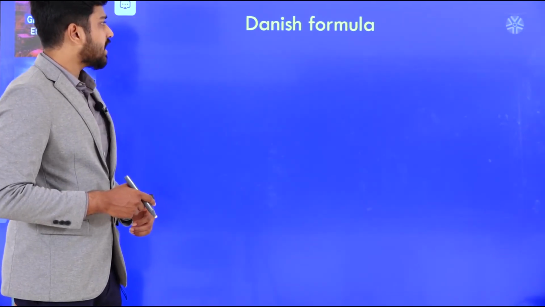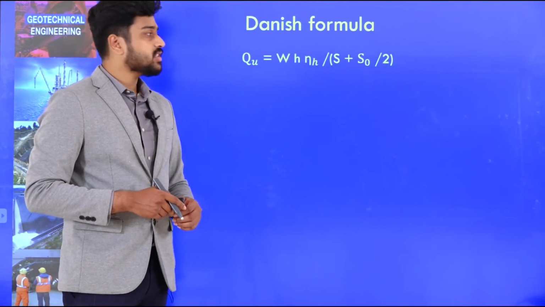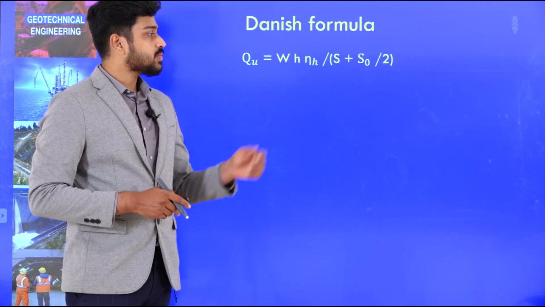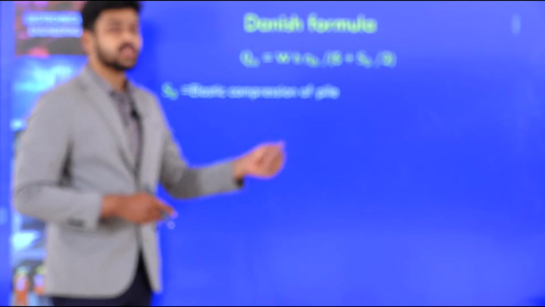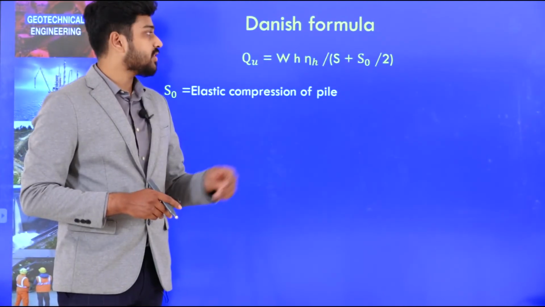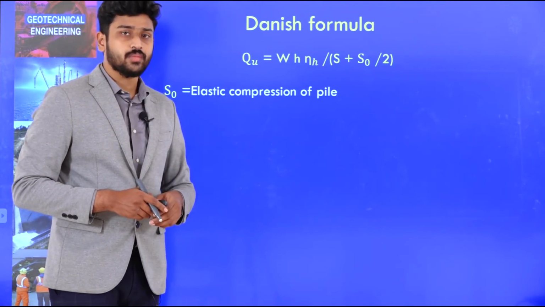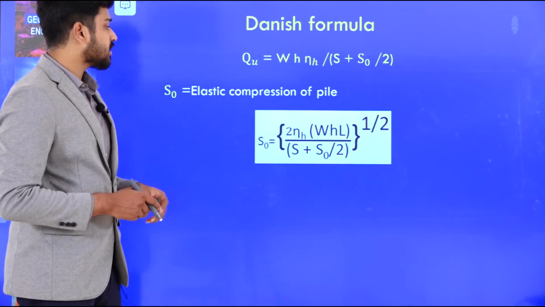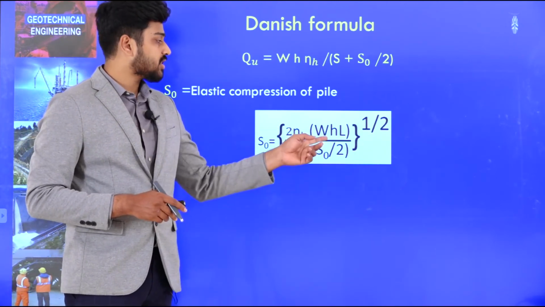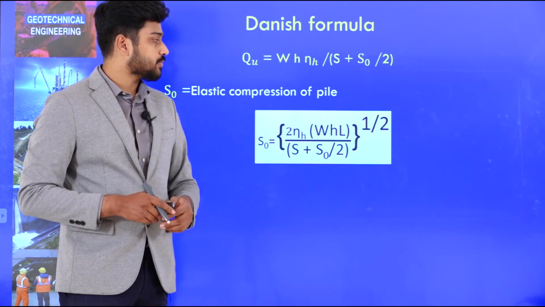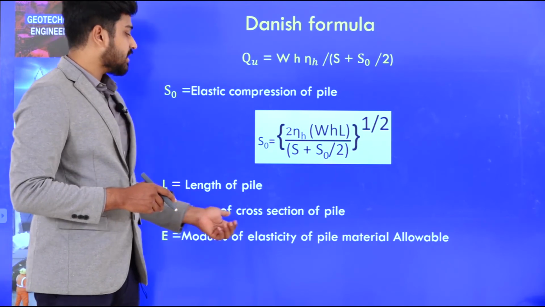Now, the other one is the Danish formula. It is given by Qu equals W into H into eta H by S plus S naught by 2, where S naught here is the elastic compression of the pile. It is similar to the previous equation, but the only difference is that S naught is considered, that is the elastic compression of the pile, and it is obtained using this particular equation, that is root over 2 eta H into WHL by S plus S naught by 2. Where L is the length of the pile and A is the area of cross section of the pile.